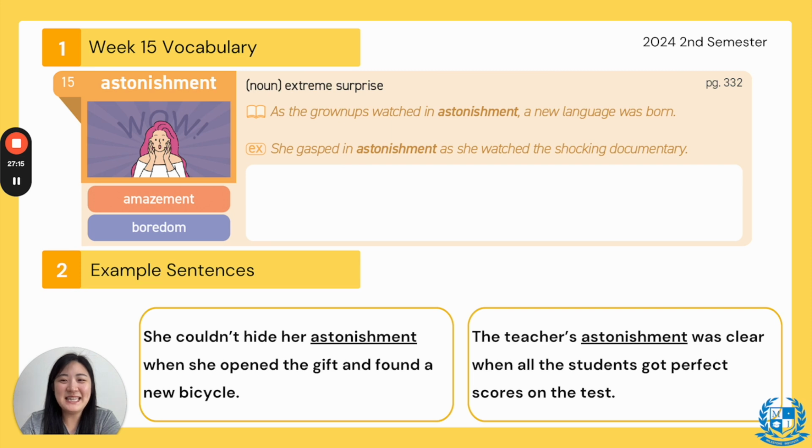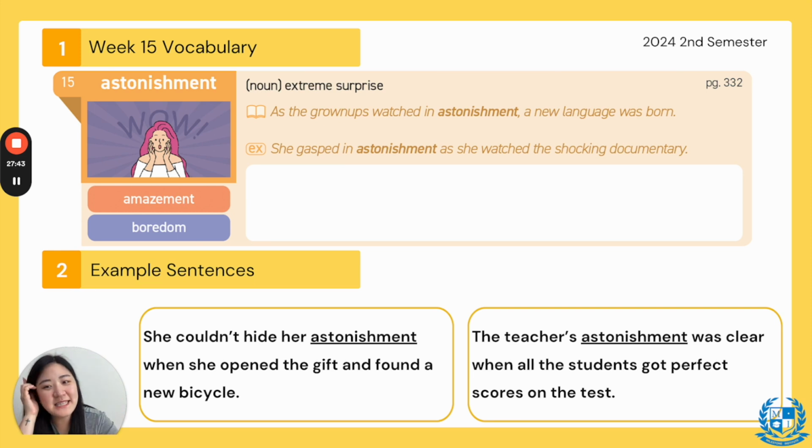Next one, let's read together. 1, 2, 3. She gasped in astonishment as she watched the shocking documentary. So she was like, oh my goodness, I can't believe this is all true, when she was watching a documentary. Or maybe, I like to watch documentaries about the wildlife and sea life down under. I also gasp in astonishment sometimes because it's so cool.